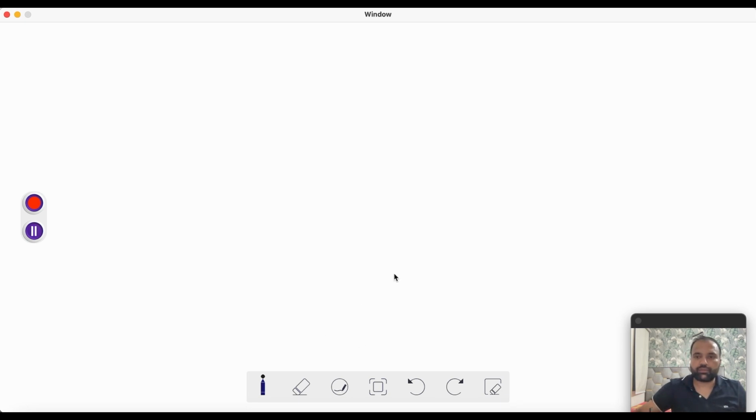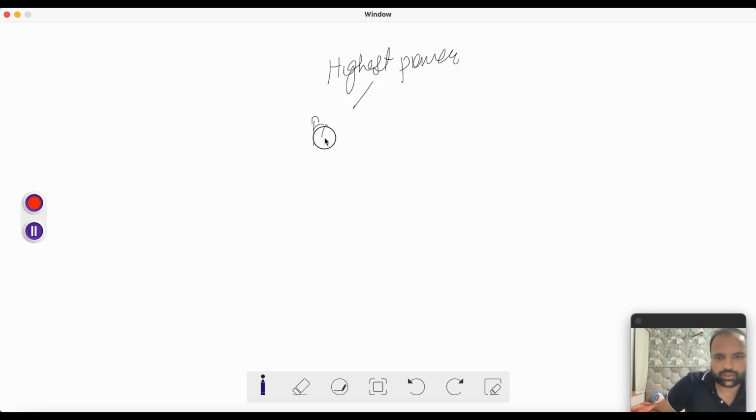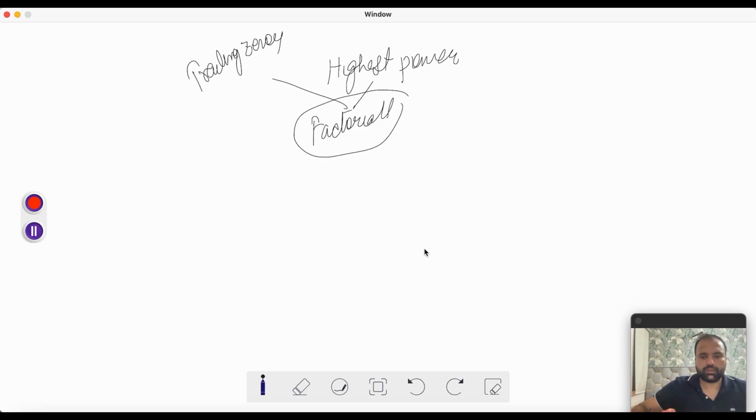Okay, so what we have learned now is we are given the highest power, and we are finding factorials. Earlier we were given factorials and we used to find the highest power. Now what we need to do is we will be given trailing zeros, and we need to find factorials. Okay, that's the aim. So let's start.